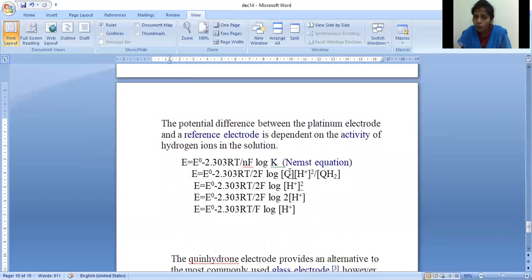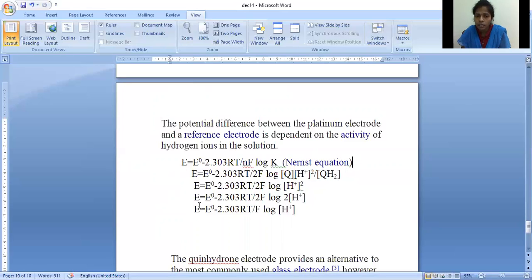But we know quinone and hydroquinone, these two are in equal portions and equimolar. That means the concentrations of quinone and hydroquinone are the same. So when these two are the same, we can cancel these two. So remaining is E naught minus 2.303 RT by 2F log H plus power 2. Same like previous, log A square to log A. So this 2 we can write here or here. So E naught minus 2.303 RT by 2F log 2H plus. So this 2 gets cancelled. We will get E naught minus 2.303 RT by F log H plus.